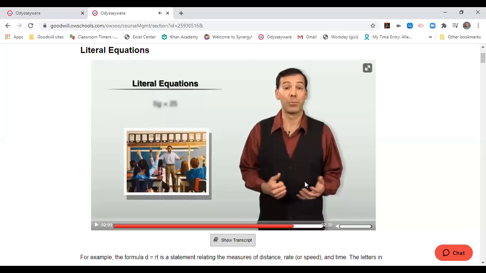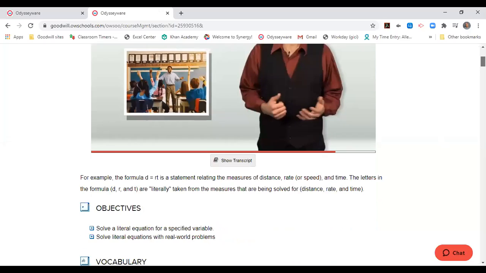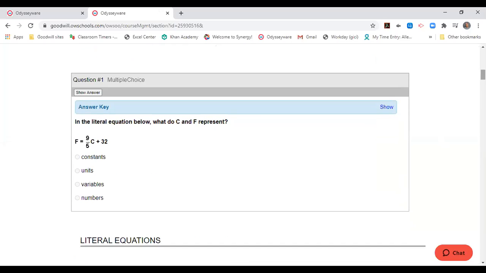So most of what you're going to see in this literal equations section are equations like this. This first multiple choice question. Does anybody recognize what that equation is for?